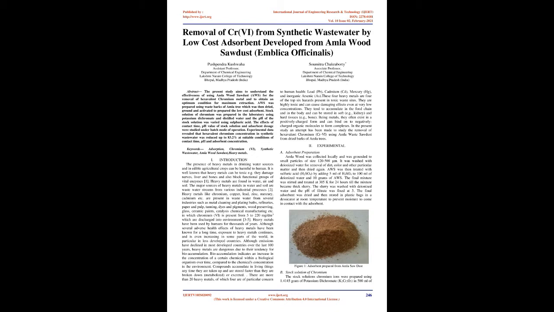Heavy metals. Introduction. The presence of heavy metals in drinking water sources and in edible agricultural crops can be harmful to humans. It is well known that heavy metals can be toxic, e.g. they damage nerves, liver, and bones, and also block functional groups of vital enzymes. 1. Heavy metals are found in water, air, and soil. The major sources of heavy metals in water and soil are wastewater streams from various industrial processes.